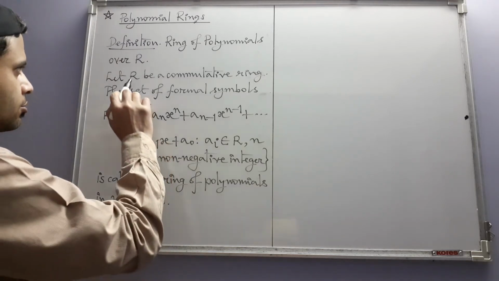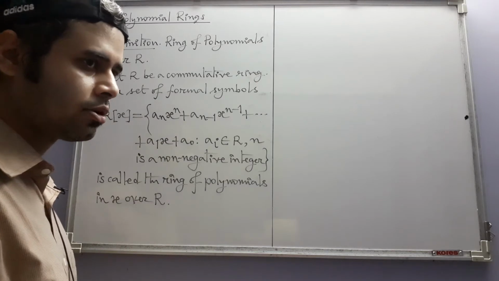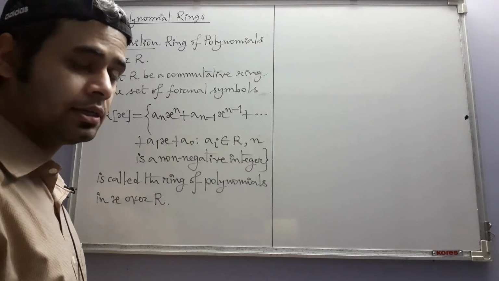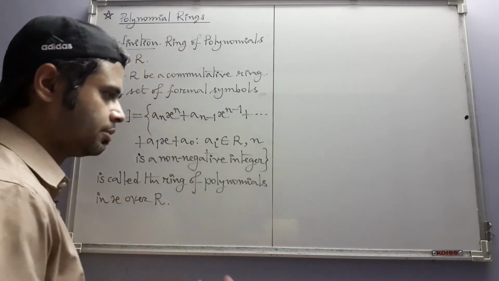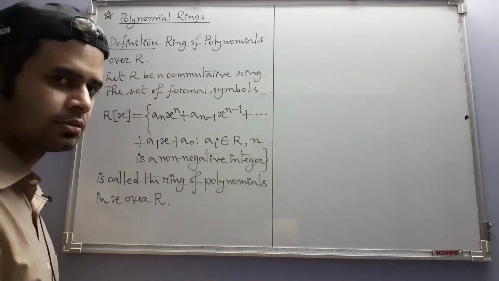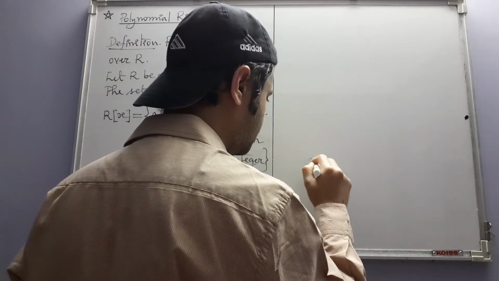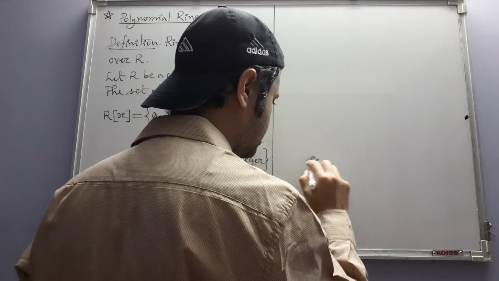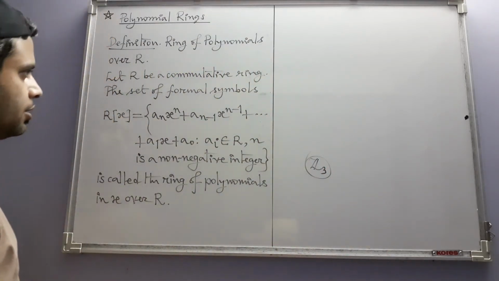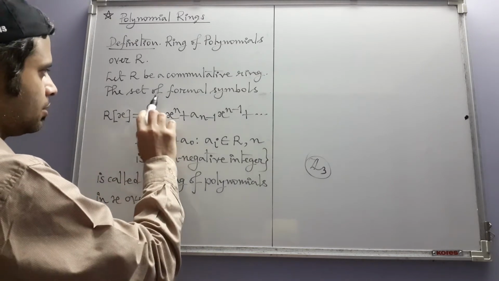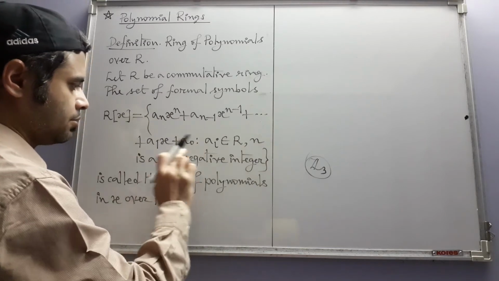You can choose, for example, in place of R, the ordinary ring of integers, it's a commutative ring, or the ring of real numbers. Such things you can choose. You can also choose, for example, the ring of integers modulo 3. You can choose finite rings. Okay. Now, the set of formal symbols, these are the formal symbols.